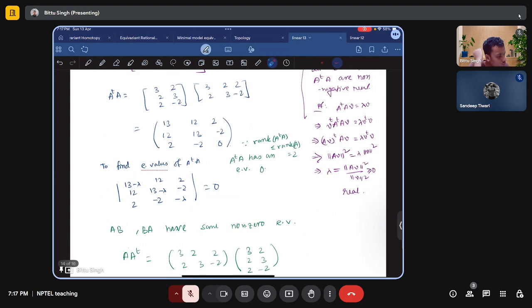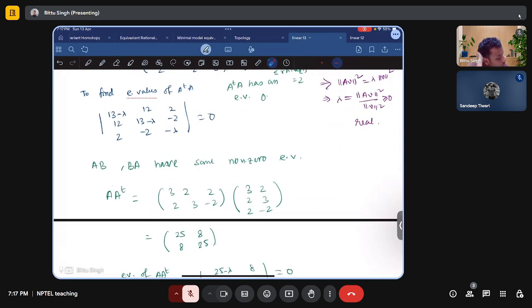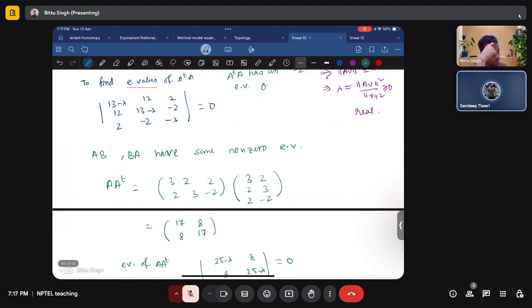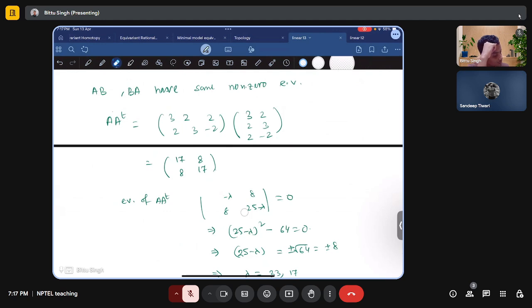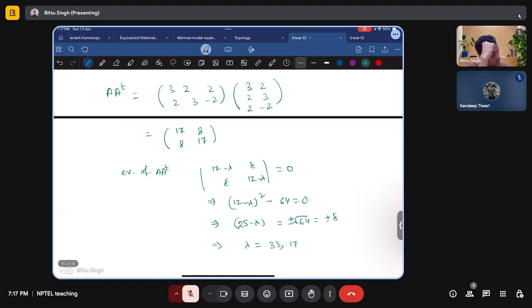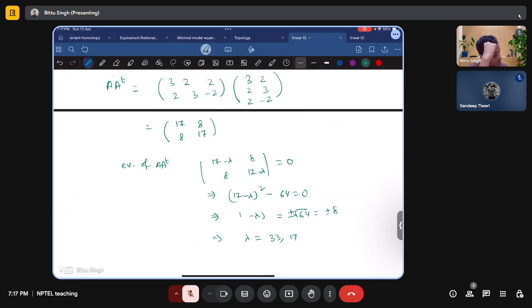So again, 3 2 2, 2 3 minus 2, 3 2 2, 2 2 3 minus 2. So 9, 4, 4, 9 plus 8 is 17. It will be 17. Those are actually 17. Okay, 17, plus minus 8.